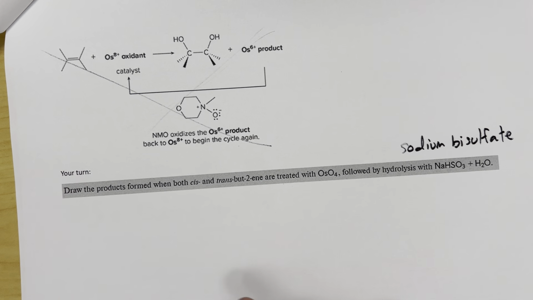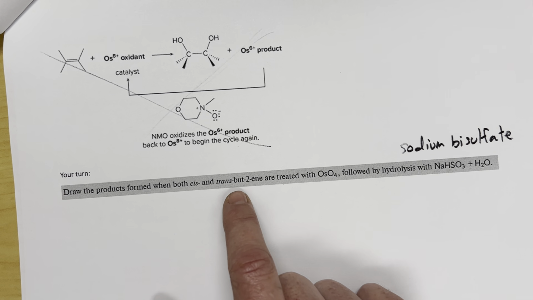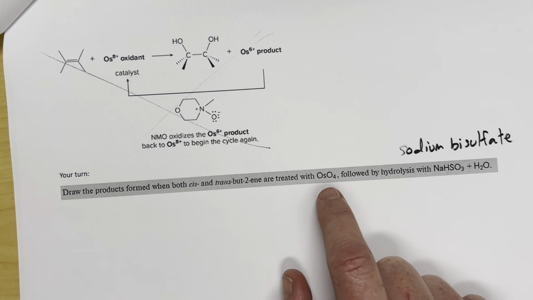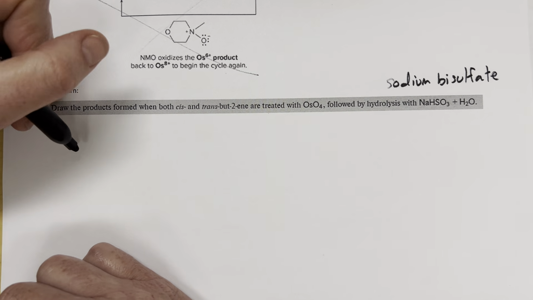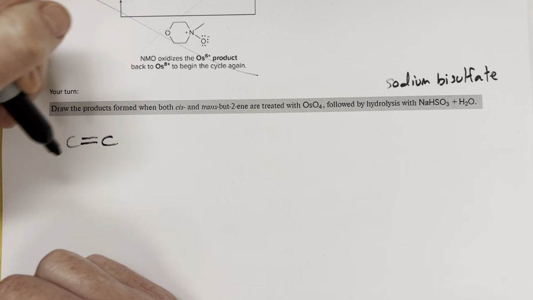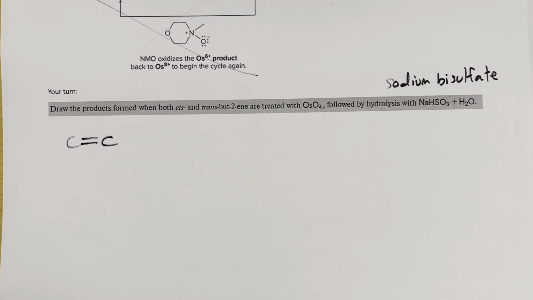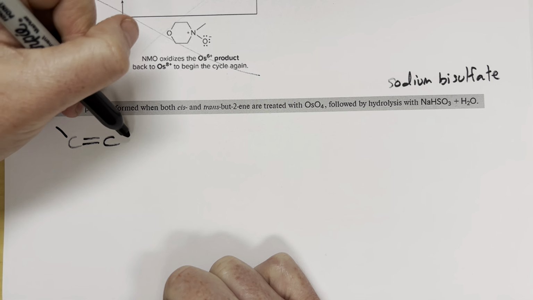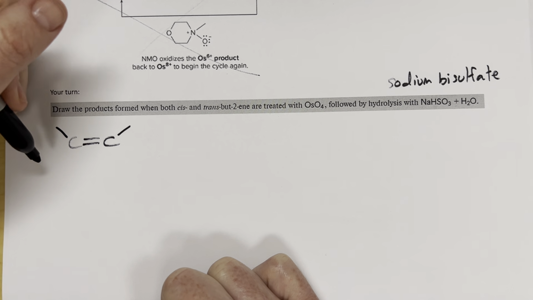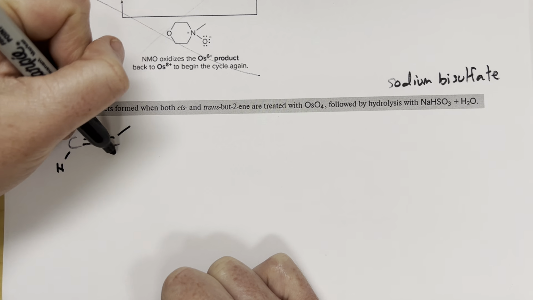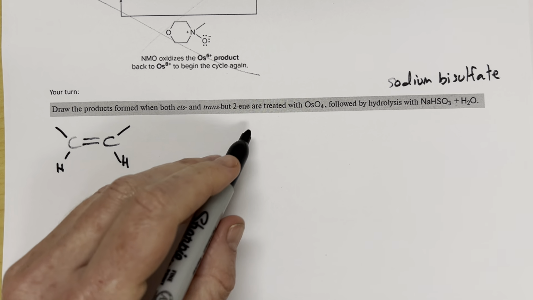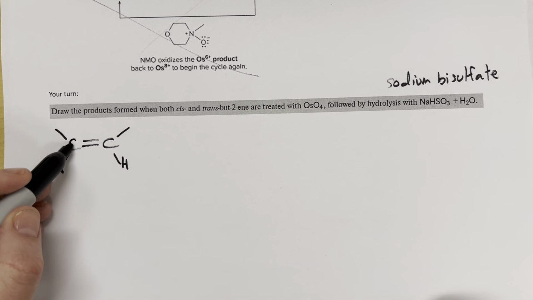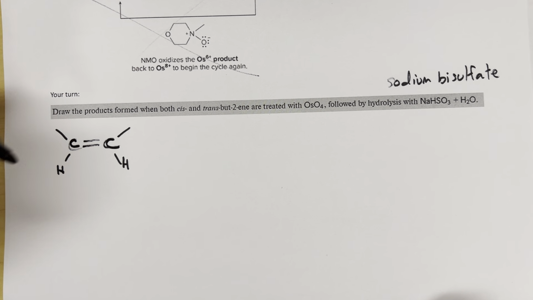Okay, so let's draw the products when cis and trans butene are reacted with osmium tetroxide. What's going to happen? If we have a carbon double bonded to another carbon, I'll add the H here and here. This is butene. I drew the carbons here and here to make it a little easier to follow.